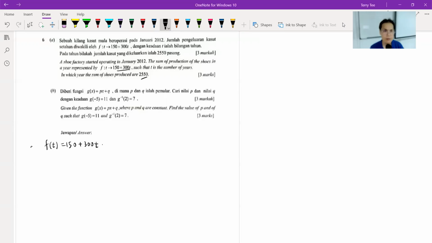2550. Okay, so very simple. You're finding the value of t, in which year the sum produced is 2550. So we're going to put 2550 here and let us solve for t. I think it's a very simple equation. Just take 2550 minus 150, divide by 300.